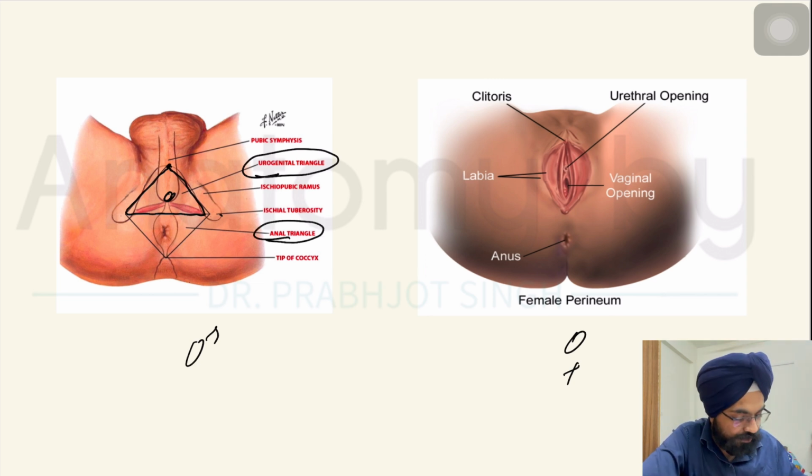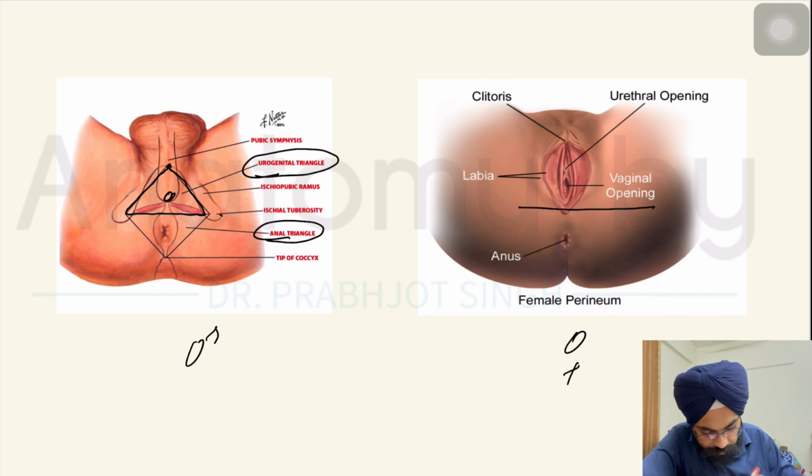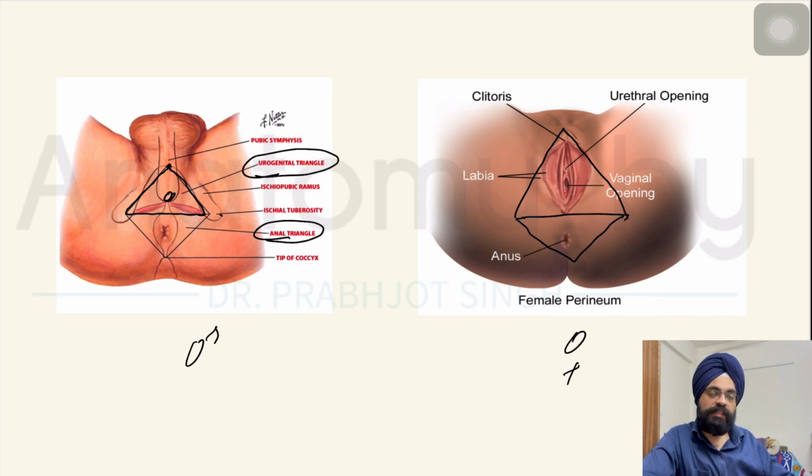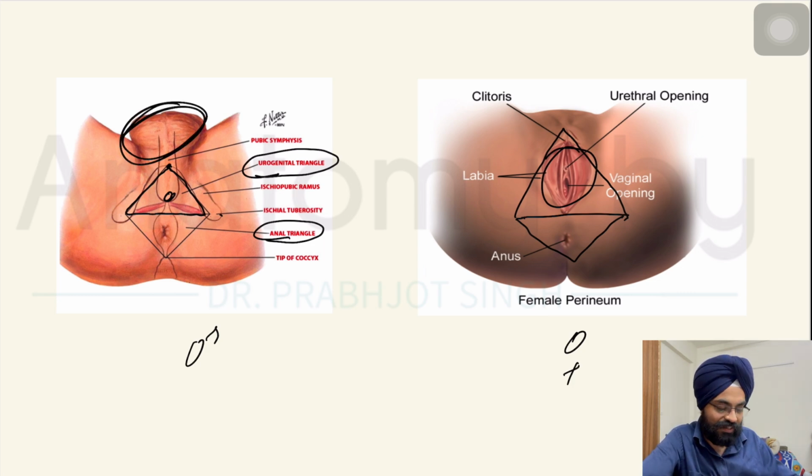In the case of the females, let us draw. Let us imagine over here you have the ischial tuberosities. Like this is going to be a posterior triangle, and like this is going to be your anterior triangle. In females, the anterior and the posterior triangles are not equal, whereas in males they are almost equal. In females, the anterior triangle, the urogenital triangle, is larger in comparison with the anorectal triangle, because in females the genitalia is the part of perineum. In males, genitalia lies over here in front of perineum. So that's the major difference.